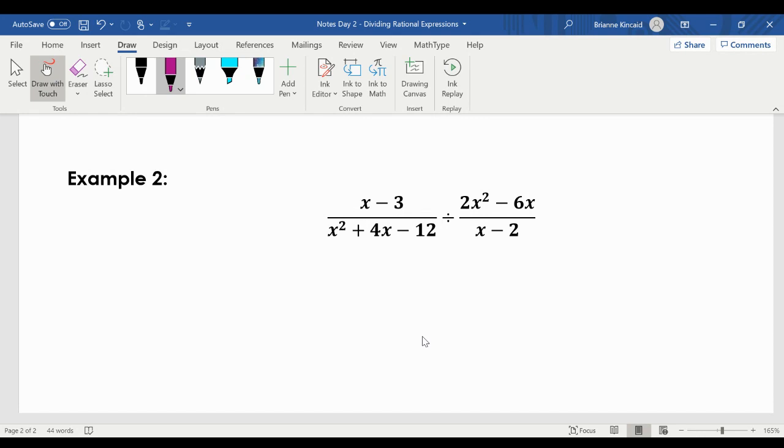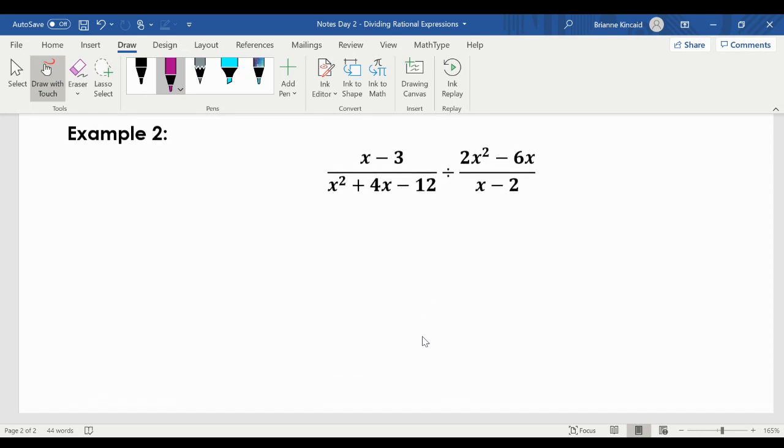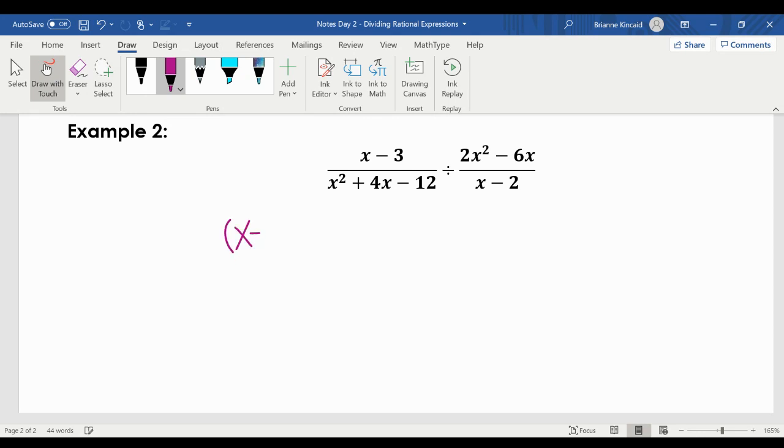So for our second example, we're going to start the same way that we've been doing these. We're going to factor. First fraction's numerator stays as x minus 3. Denominator factors to two binomials, the two numbers that multiply to negative 12 and add to positive 4: positive 6, and negative 2.